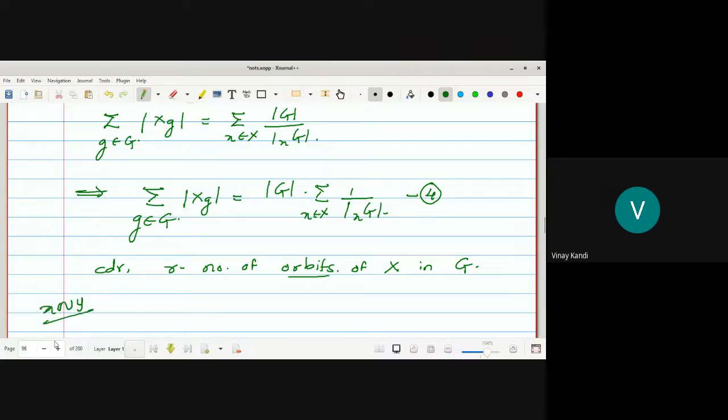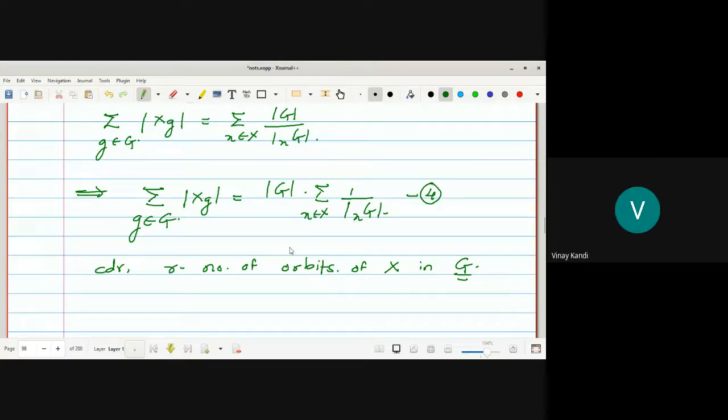x related to y, that means what? x is equal to y g. Where does this g come from? From capital G. That's why we have written x in G. R is the number of orbits of x could also have been written, but here we wrote that R is the number of orbits of x in G, because G has some relation here. Orbits means partition, partition means equivalence relation. If x is related to y, that means x is equal to y g. Where does this g come from? Do you understand what is written? You should understand why and how each statement is written.